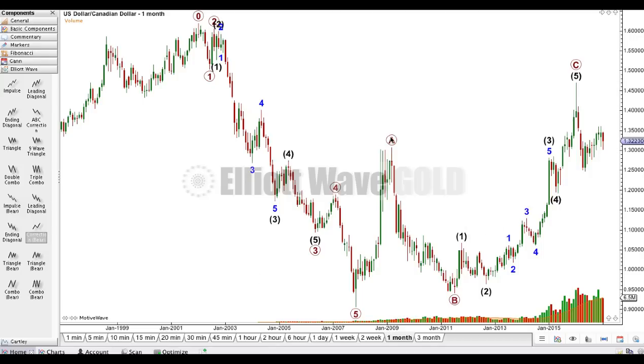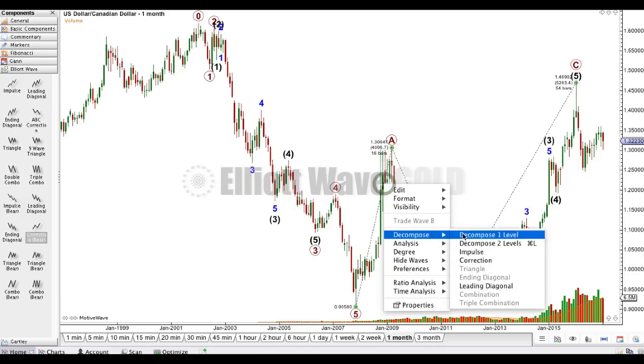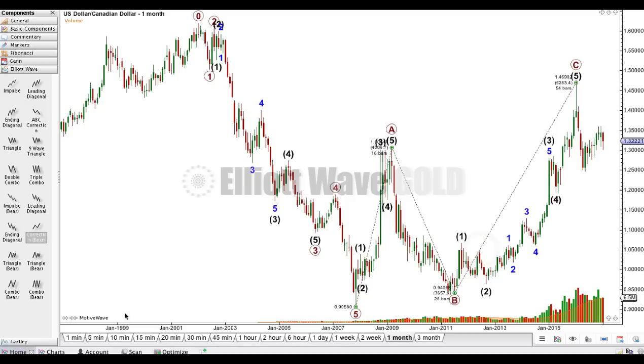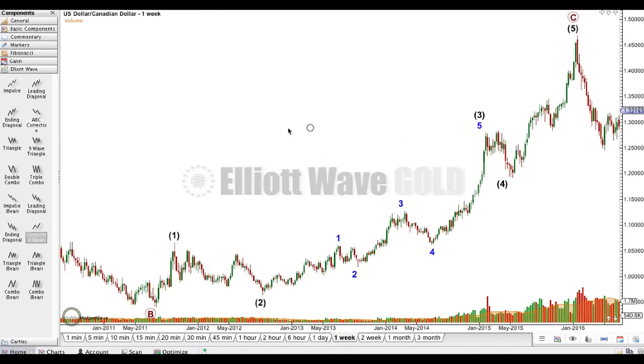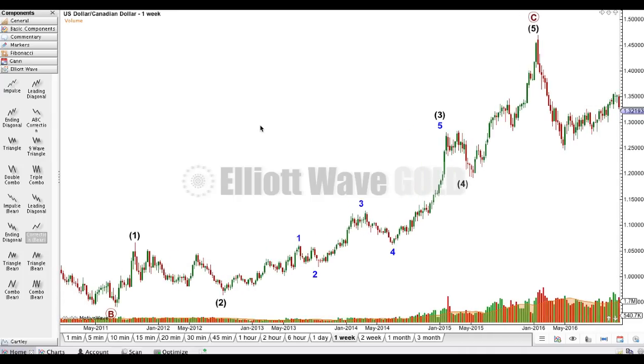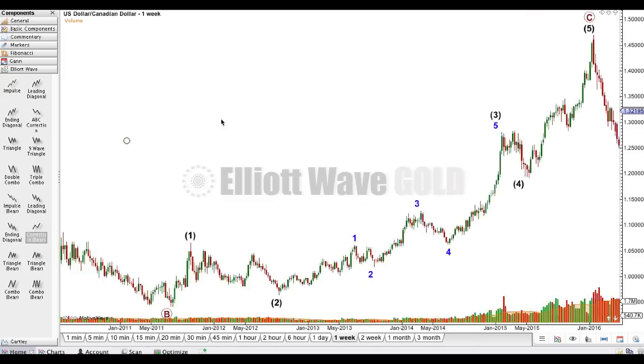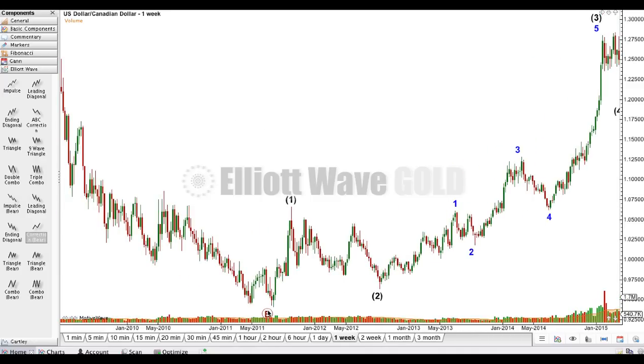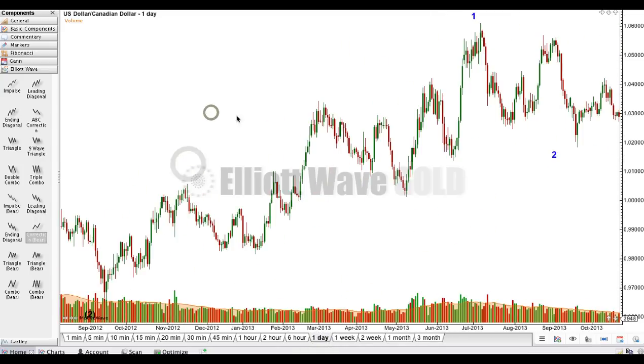Let's have this A wave looks like a 5. And let's have a look at this at a lower time frame. Let's look at this at weekly. Okay, that looks pretty good. Actually, that looks reasonably good. I don't know about that. I'm going to have a look at that on the daily chart level.